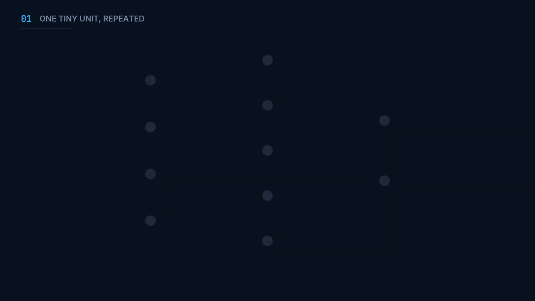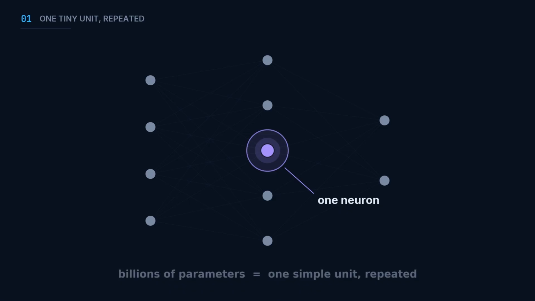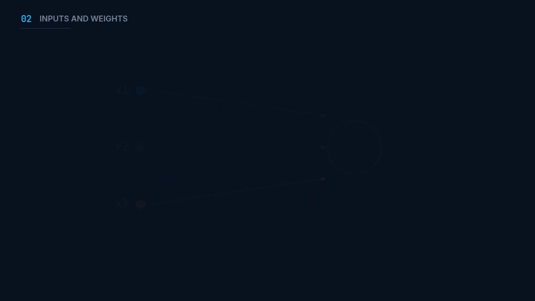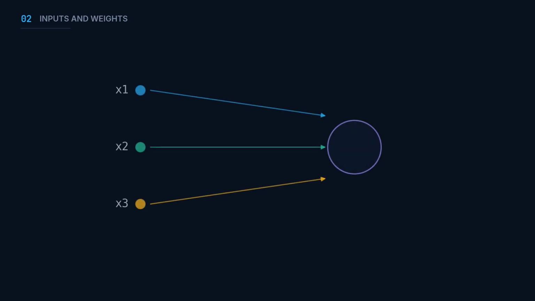A neural network can have billions of parameters. It sounds impossibly complex, but it's built from one tiny unit, repeated, the artificial neuron. And a single neuron does just 3 small steps of arithmetic. Let's open one up. A neuron receives inputs, numbers from the data, or from other neurons.